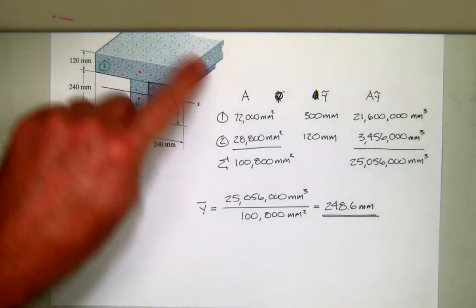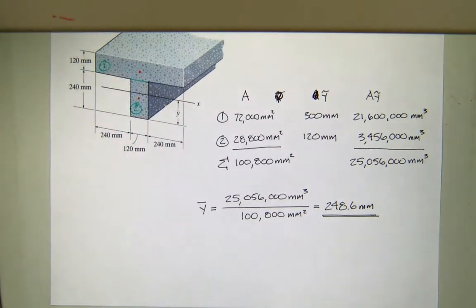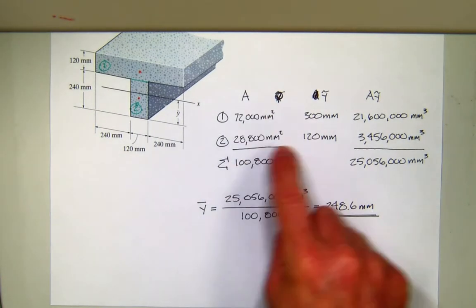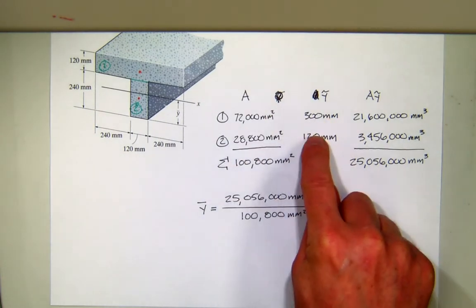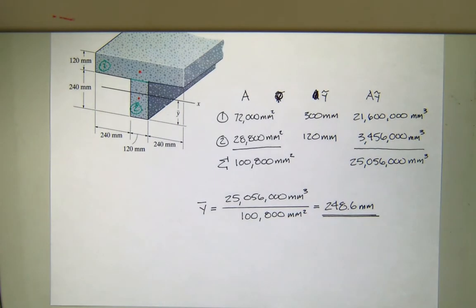So again, remember with the composite section, you're just going to take the information that you know about each of the simple sections and find the area, the distance to its centroid, find that product, sum those, and the result is the composite value. Any question about that?